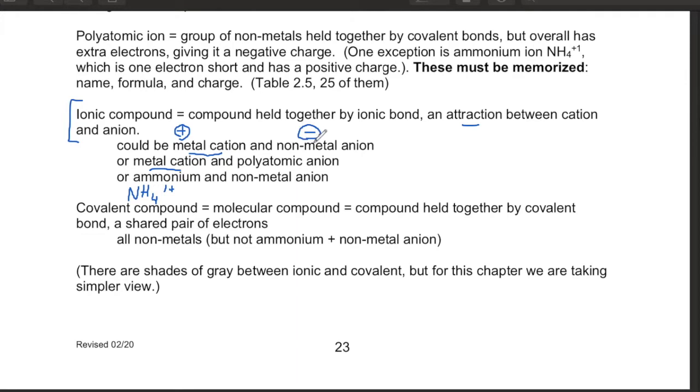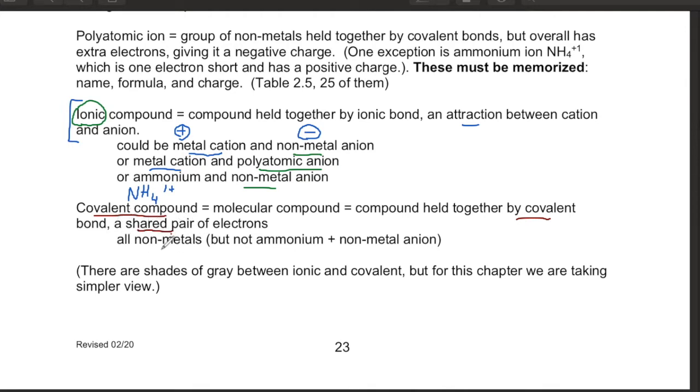And then the things that could have negative charges are either nonmetals or the polyatomic anions from that list. So if you see this combination, you know that you have an ionic compound. A covalent compound would not have ions making it up. It would be held together not by attraction between positive and negative charges, but by shared pairs of electrons, which are called covalent bonds.